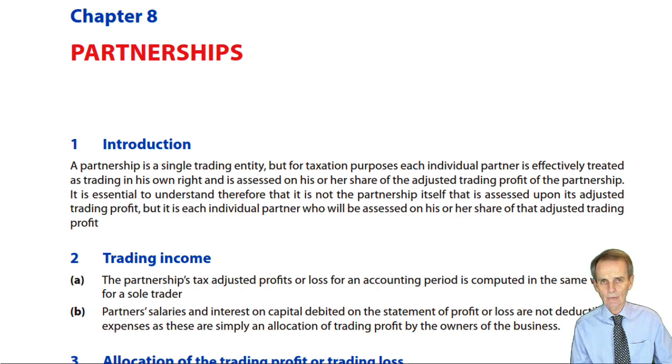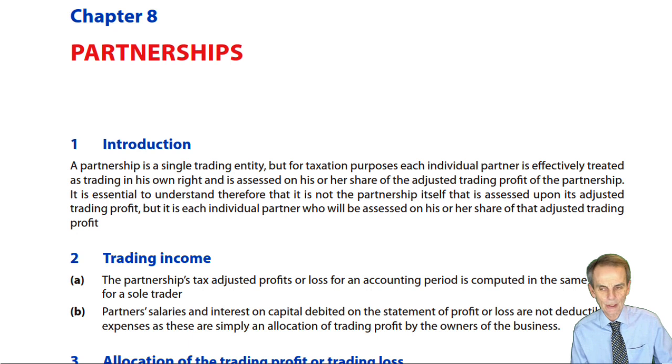And then in Chapter 7, we learned how to deal with losses. Should, regrettably, that adjustment of profit exercise end up not with a tax-adjusted trading profit but with a tax-adjusted trading loss, what then could the taxpayer do with that loss? We saw the various reliefs available to that individual. But throughout Chapters 4 to 7, we were dealing with an individual, an unincorporated trader, a sole trader. But of course, the other common form of unincorporated trade is partnerships.